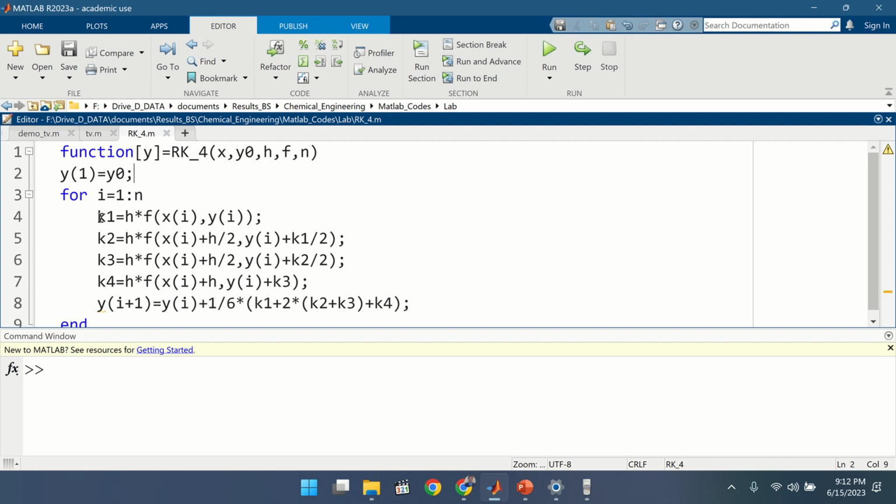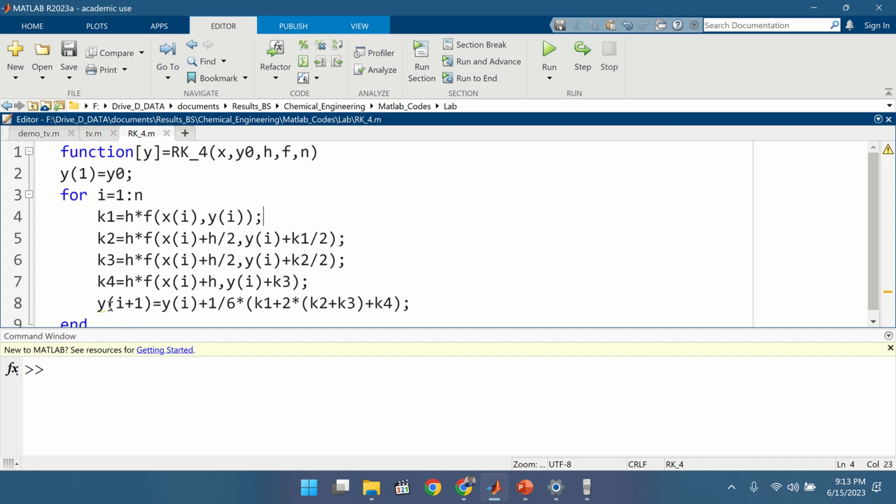I'll be finding k1 first. It's a very similar formula. You might have observed that in the slides. It was x underscore i, y underscore j, x_i, y_j, but Matlab is not accepting that, so simply go for x(i) and y(i). And then we had x(i) plus h by 2, y(i) plus k1 by 2. For k3 it was h by 2 plus x(i) and y(i) plus k2 by 2.